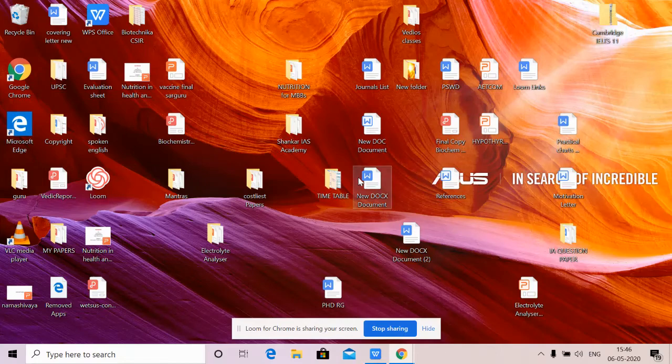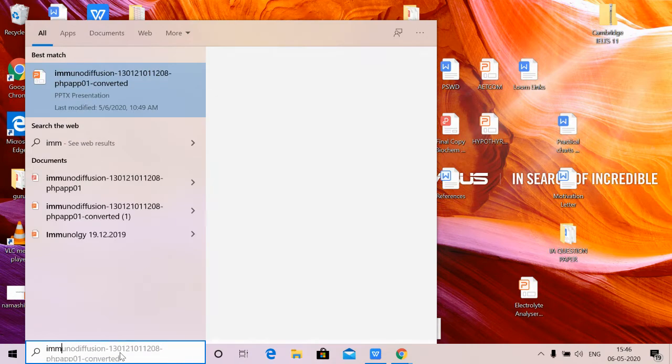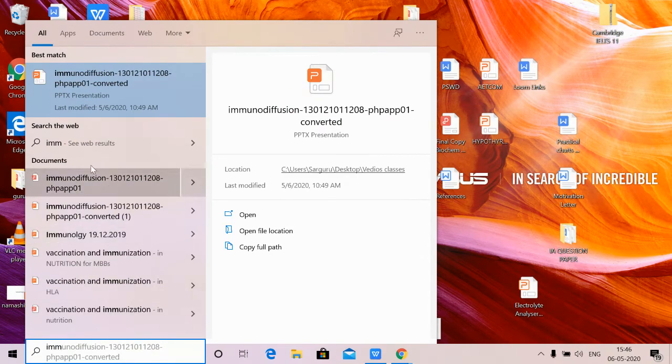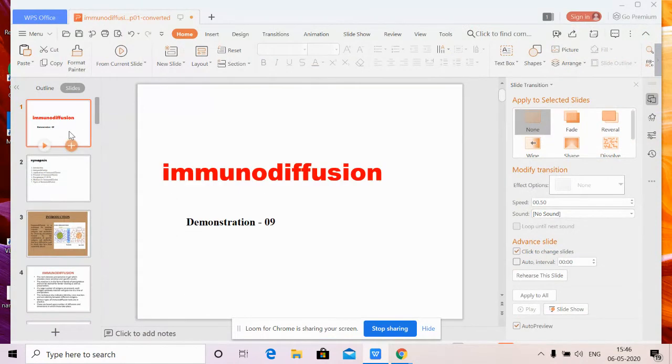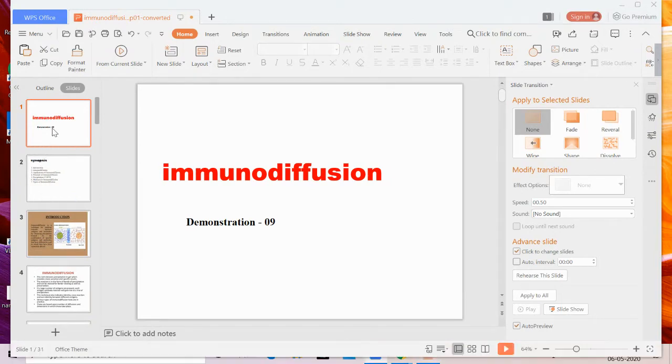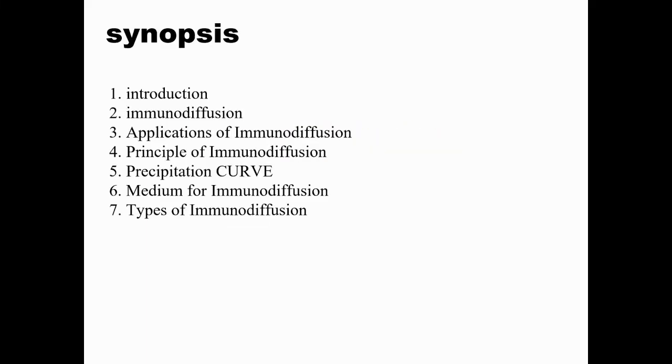We will be seeing immunodiffusion. What is an immunodiffusion? What are the types of immunodiffusion? Like that, we'll be seeing all these things. First we will see what is an immunodiffusion, then what is the principle behind this, and then what are all the applications of immunodiffusion.